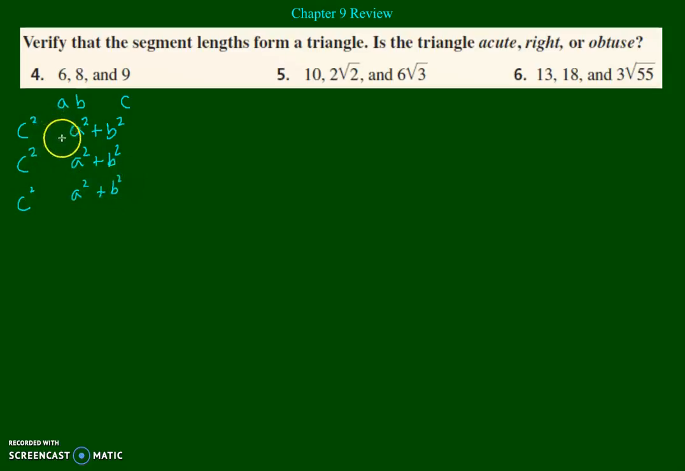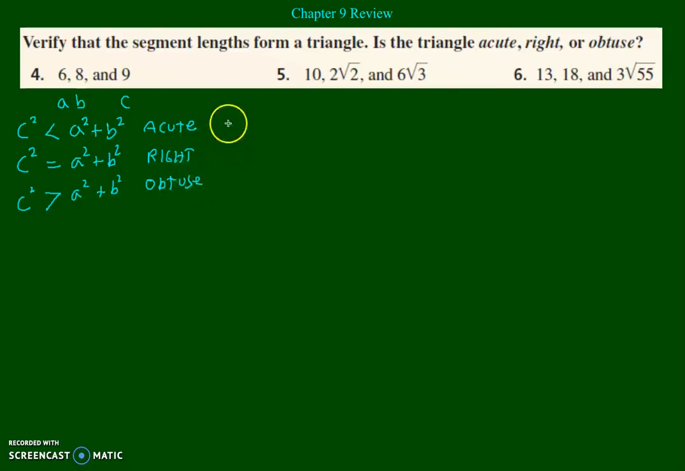What we want to do is discover if the square of the longest side is less than the sum of the squares of the other two sides, then we're going to have an acute triangle. If they're equal, that satisfies the Pythagorean theorem, so this is a right triangle. And if this one's greater, then it's obtuse.